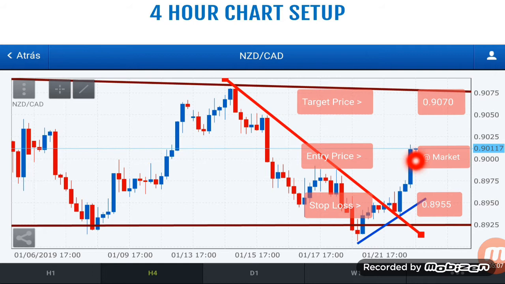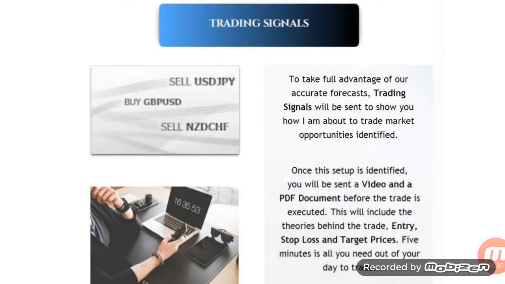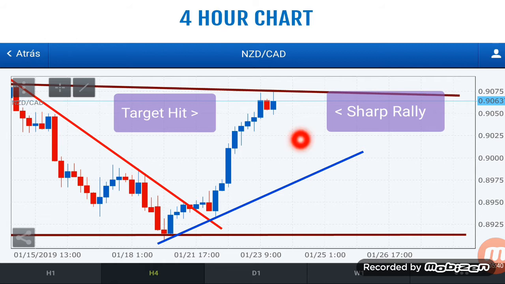So as you can see here, what was done was to enter the market at the close of this bull candle as part of the formation of this right hip. The stop loss was placed just below this uptrend line at 0.8955. Target was set at 0.9070, which was an area just below this resistance point. So this was a setup, and the trade signal was sent to my subscribers. And as you can see here, the market rallied as expected, hitting our trading target and providing us with a trading gain of 50 pips.